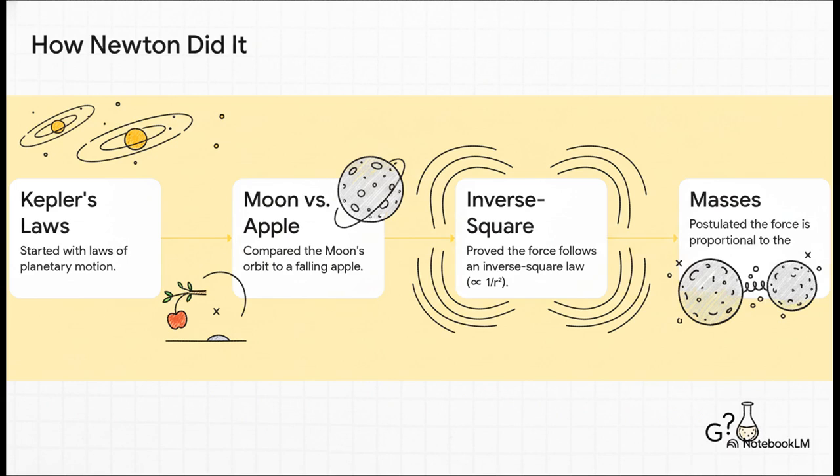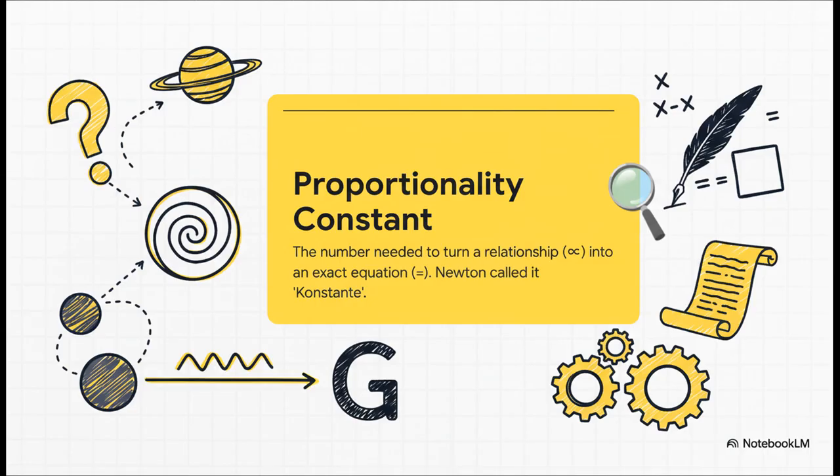Well, Newton's genius was all about connecting the dots. He took Kepler's laws about how planets move, he compared the moon's orbit to an apple falling from a tree, and from all that, he figured out the shape of the law. He proved that gravity gets weaker with the square of the distance, and he reasoned it had to be proportional to the mass of the objects. You see? He basically figured out the recipe, but he was missing the exact measurement for one of the key ingredients. What this means is that Newton knew he had a relationship, a proportion, not a finished equation.